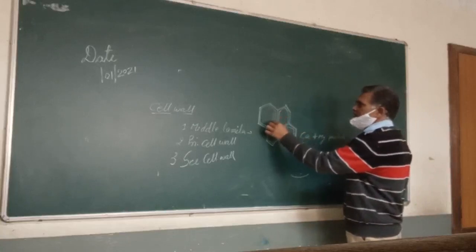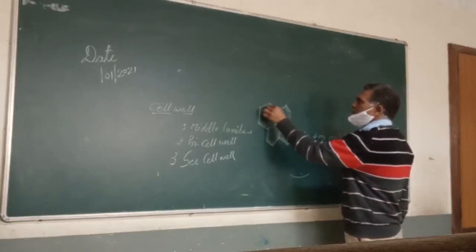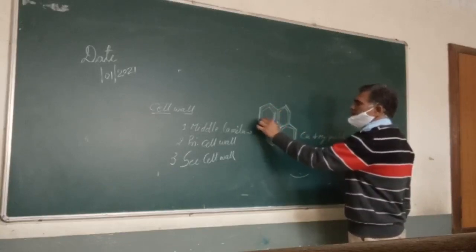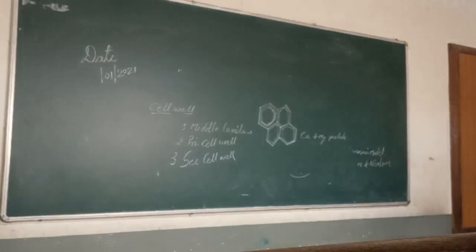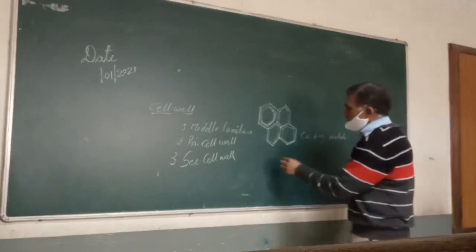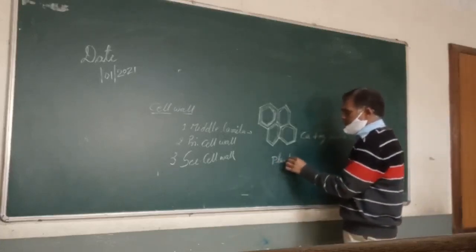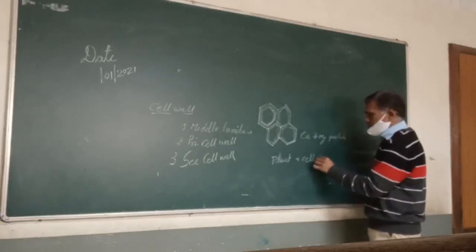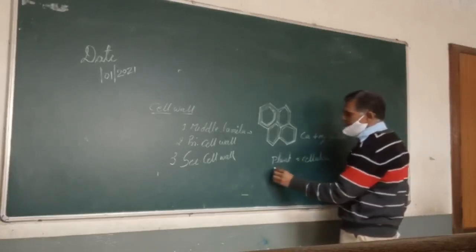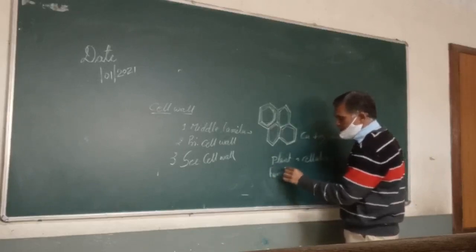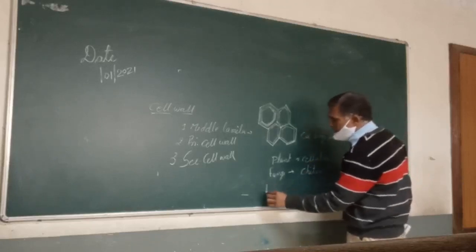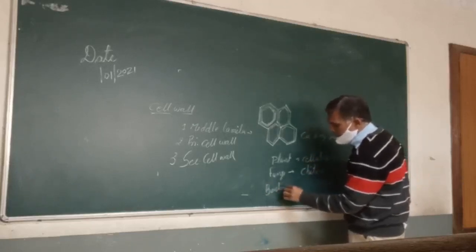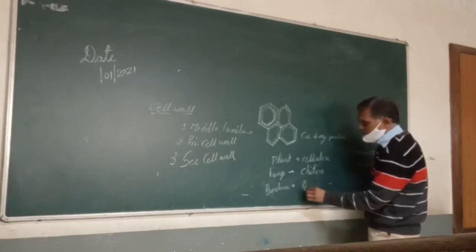And secondary cell wall, जो कि प्राइमरी सेल वॉल के ऊपर बनती है, उसको अपन सेकेंडरी सेल वॉल कह सकते हैं. कभी-कभी टर्शियरी सेल वॉल भी मिलती है. ये केवल सेल्यूलोज की होती है. सेल वॉल जो है स्पेशली प्लांट्स के अंदर सेल्यूलोज की होती है. फंजाई के अंदर ये काइटिन की होती है. और बैक्टीरिया के अंदर ये पेप्टिडोग्लाइकेन की होती है.